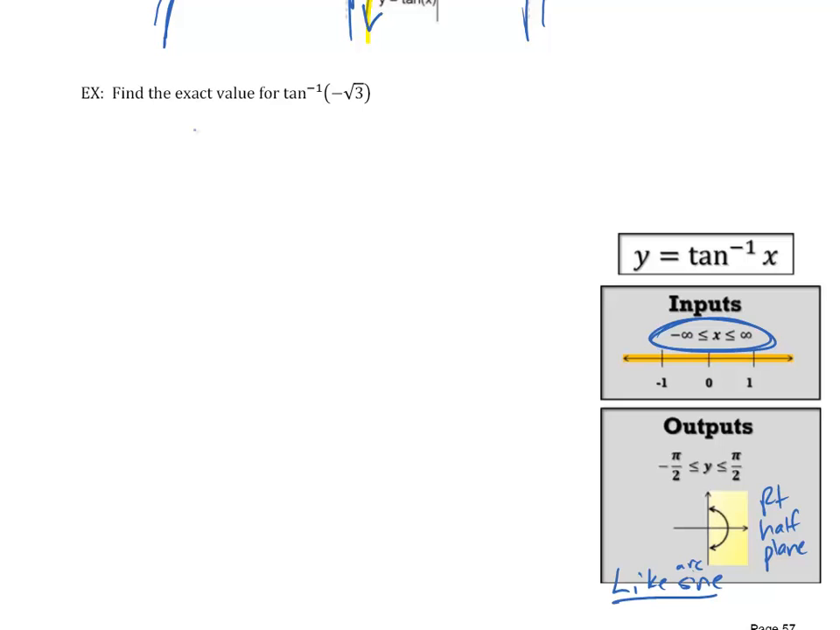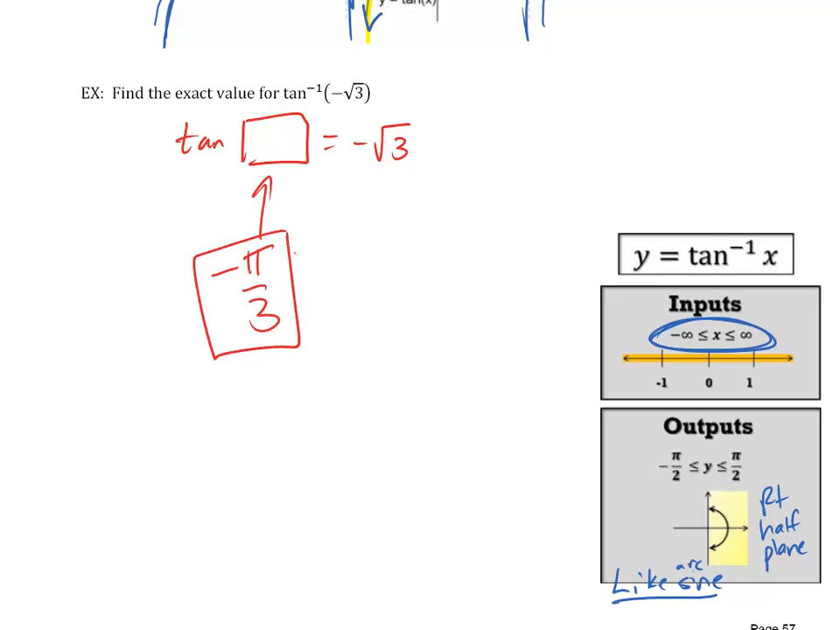In this case, in the example that I've got right here, I'm going to find the inverse tangent of negative square root of 3. So tangent of what angle between negative pi over 2 and positive pi over 2 gives me a negative square root of 3? And I go back to my special family of angles and I recall that that is negative pi over 3, the one that gives me a negative square root of 3. Alright, and that is the set of inverse trig functions for cosine, sine, and tangent.